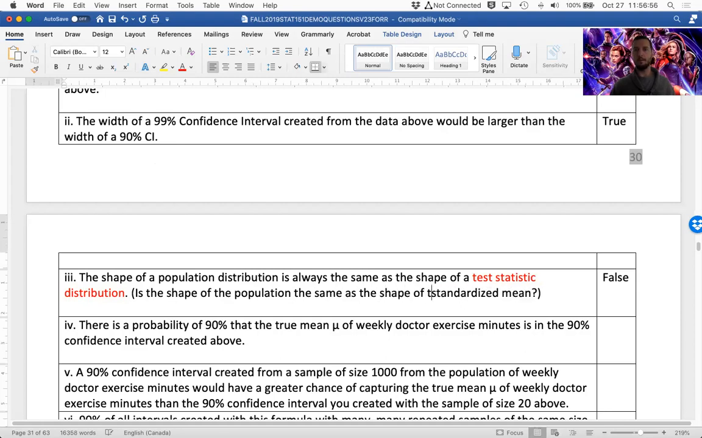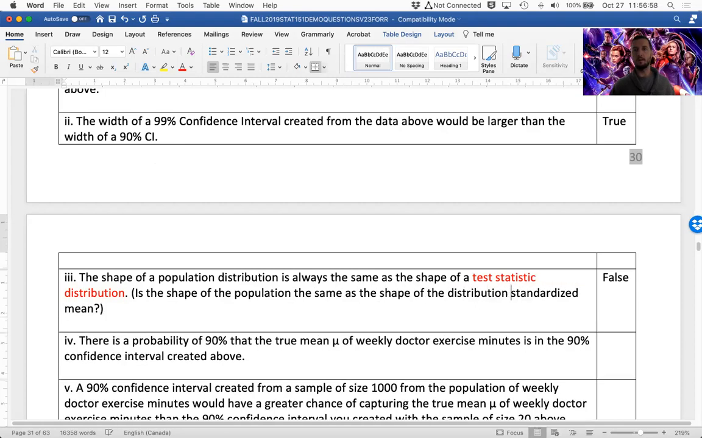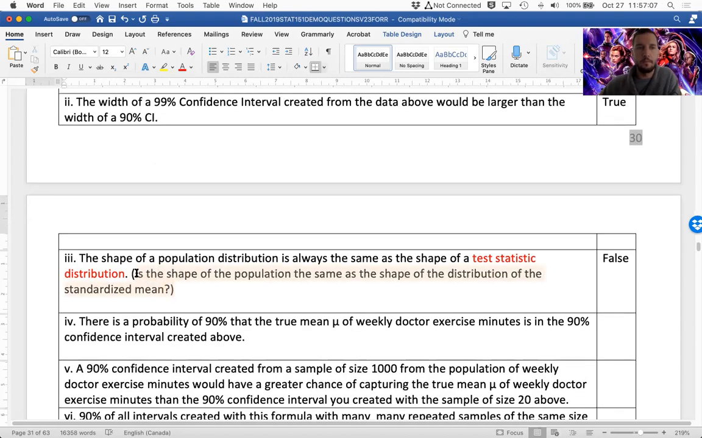Shape of the distribution of the standardized mean. And of course, the answer to that is no. That's what we spent all of assignment 6 talking about. That's central limit theorem, essentially.